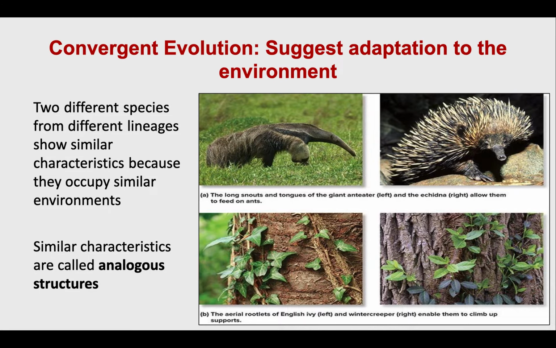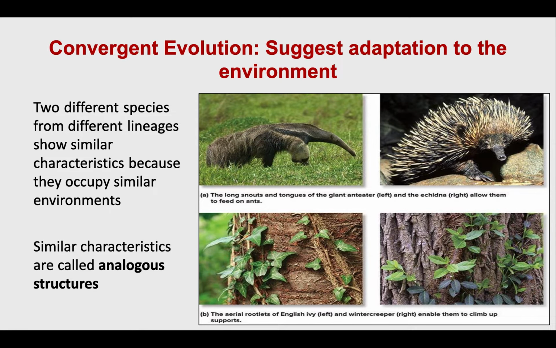All right, another evidence that we can look at is convergent evolution. Convergent evolution suggests that we have adaptation to the environment. If we look at two different species from two different lineages, they might show similar characteristics. These species are not very closely related, but they have traits that look very similar because they occupy the same environment. All right, so if we look at the giant anteater and the echidna?